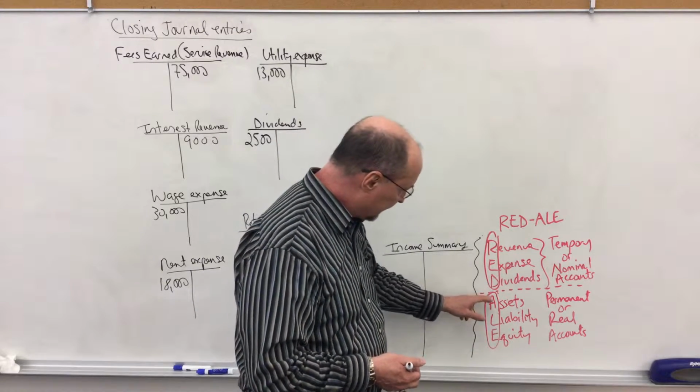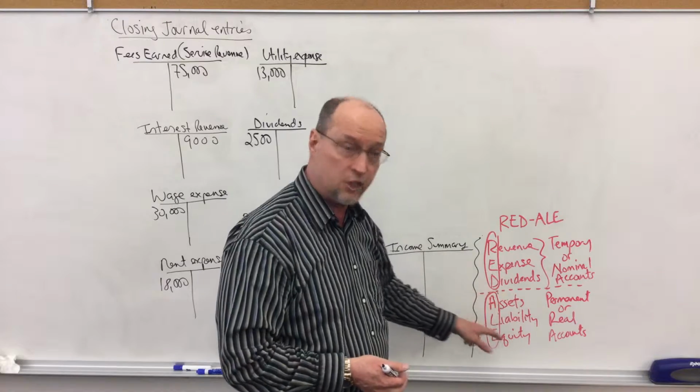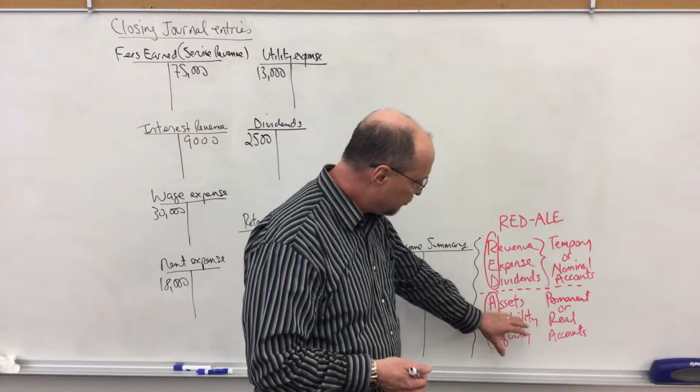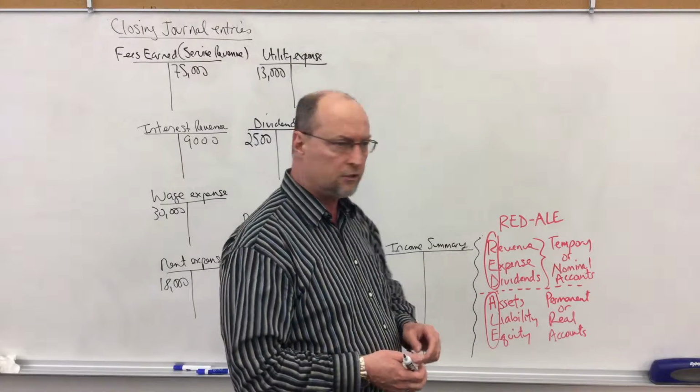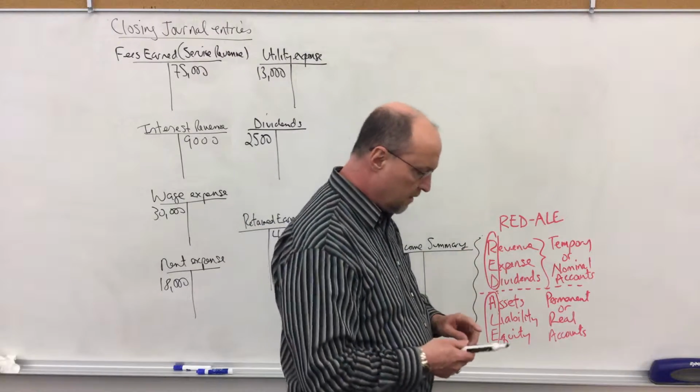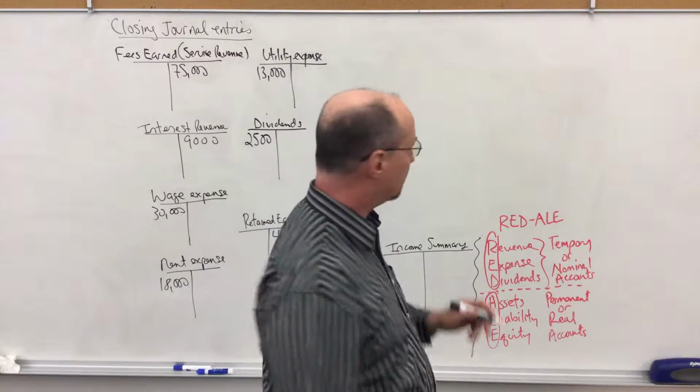And then we have assets, liabilities, and equity, our balance sheet. These are permanent accounts, sometimes called real accounts. These do not get closed out. So we're only going to close out the temporary accounts, the red accounts. We have 4 closing journal entries.